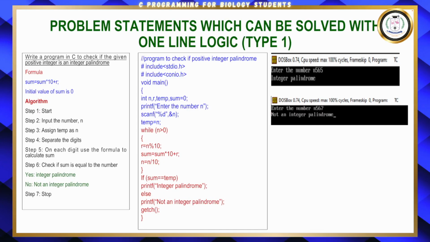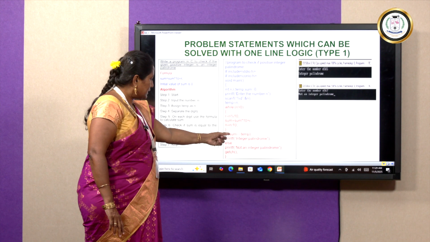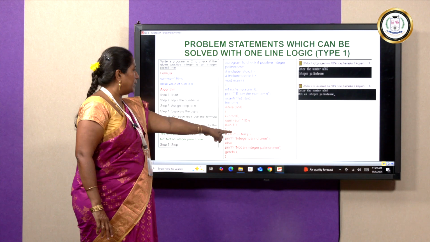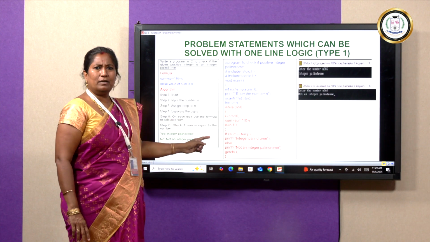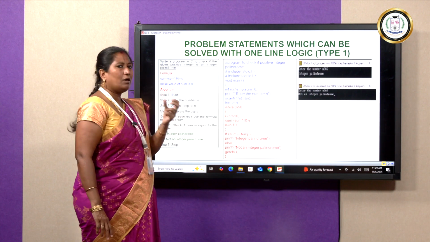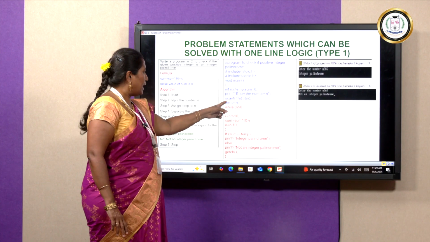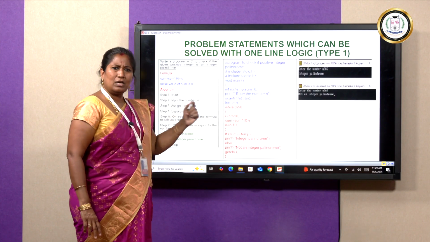See here, while n greater than 0, you are separating the digits. Then you are using this formula, sum is equal to sum into 10 plus r, for reversing it. Having reversed it, you are checking whether that sum is equal to temp. You may wonder what is temp. I have a copy of n. In temp, you see, I have stored temp equal to n.